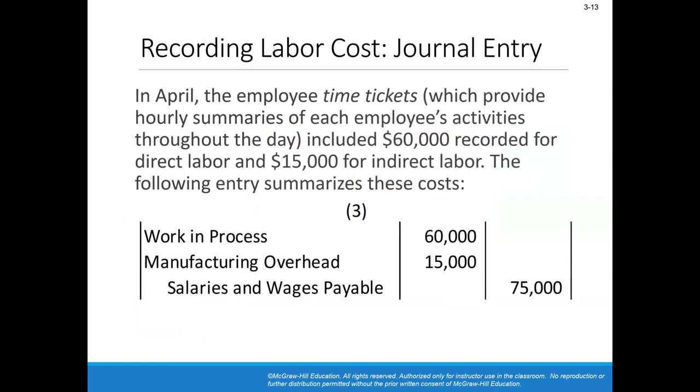All right. In April, the employee time tickets, which provide hourly summaries of each employee's activities throughout the day, include 60,000 recorded for direct labor and 15,000 for indirect labor.